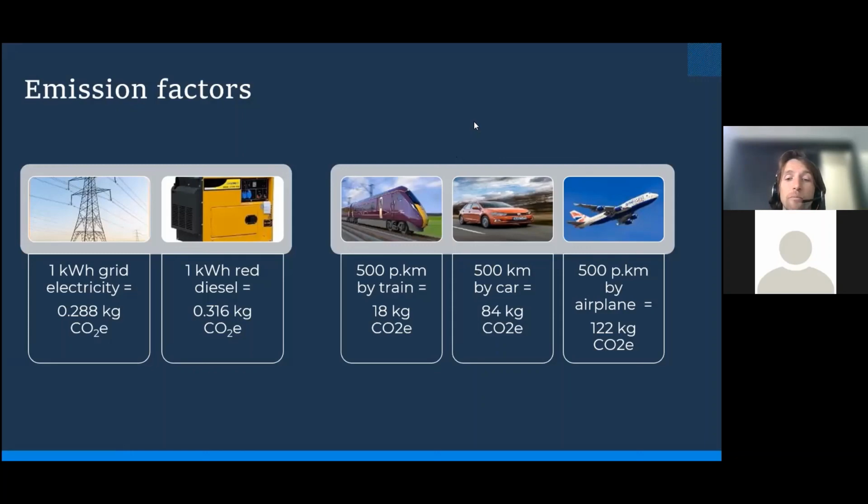Here's just an example of kilowatt hours of grid electricity. Currently, 1 kilowatt hour generates 0.288 kilograms of CO2. 1 kilowatt hour of red diesel generates 0.316 kilograms of CO2, and so on. There you can see the difference of passenger kilometers by train, car, and plane. Quite clearly, it's better to take the train than anything else.